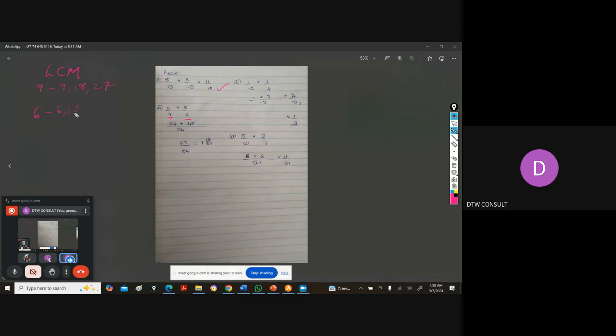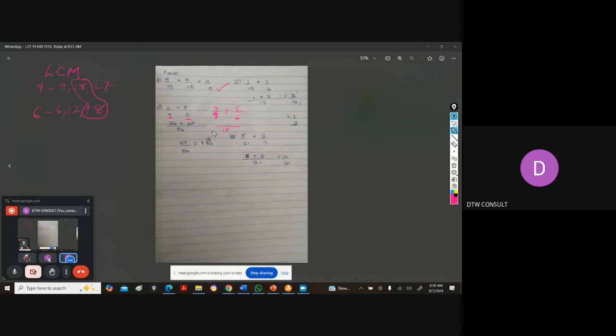The multiples of 6: 6 times 1 is 6, 6 times 2 is 12, 6 times 3 is 18. We're looking for the least common multiple, so the least common multiple of 9 and 6 is 18. That's what we're going to use here. So it will be 4 over 9 plus 5 over 6, and we have 18.